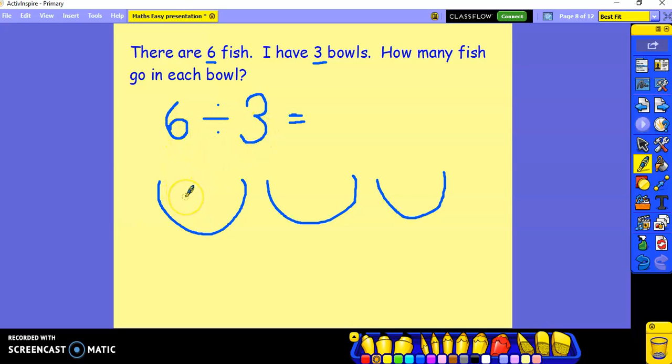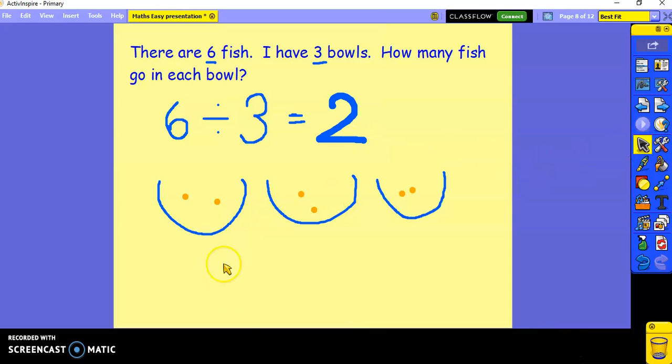So I'm going to share 1, 2, 3, 4, 5, 6 out between my fish bowls. And there's 2 in each bowl. So the answer is 2. 6 divided by 3 equals 2. So remember, you don't have to draw sorting or sharing hoops. You could actually draw a picture for your workings out.